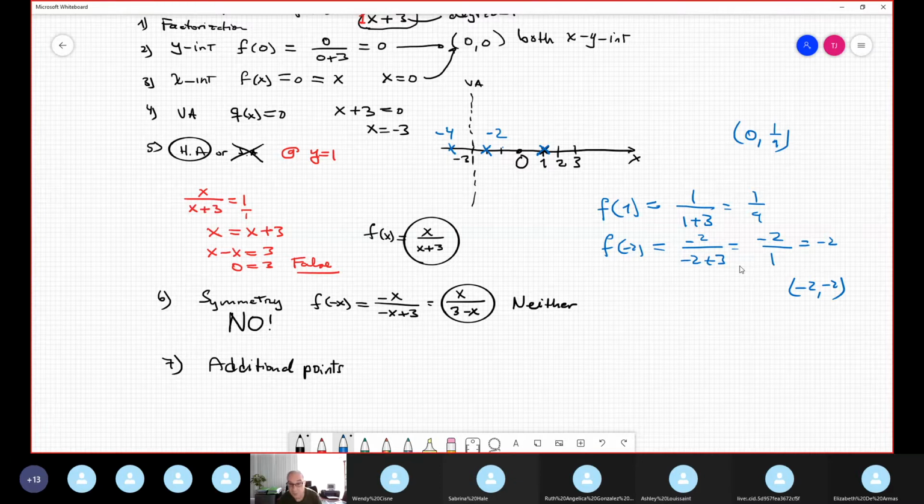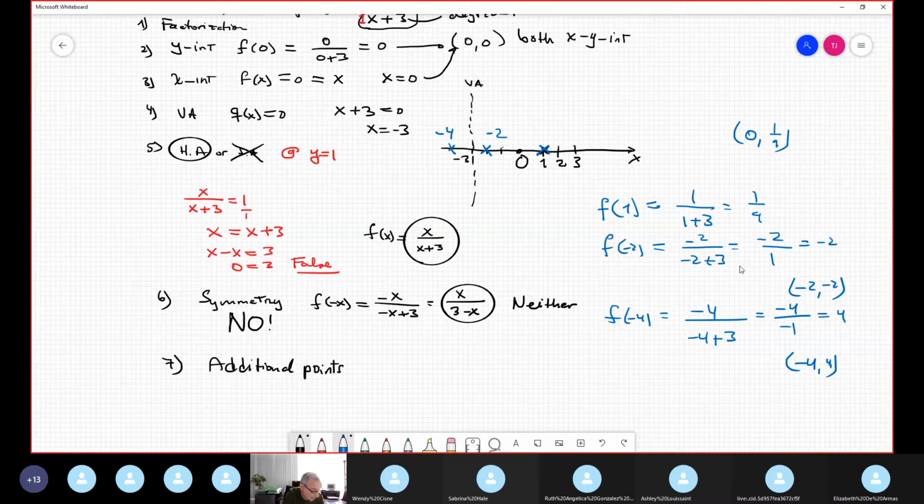And evaluating at negative 4 is negative 4 divided by negative 4 plus 3, no? Okay, then negative 4 divided by negative 1 is positive 4. And the point is negative 4, positive 4. Okay, negative 4, positive 4. Okay, now I am doing the graph by hand.